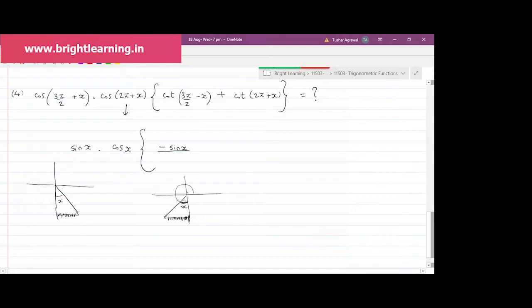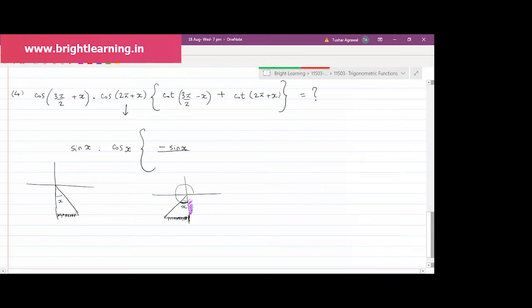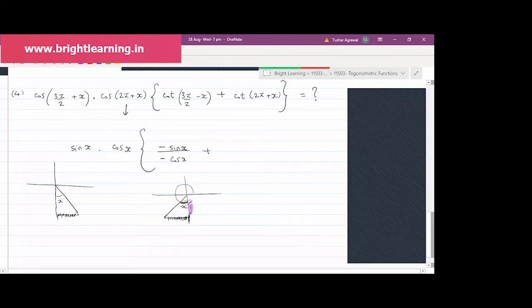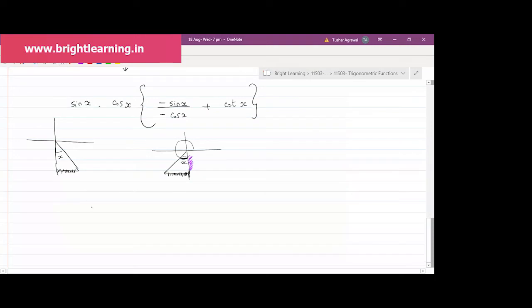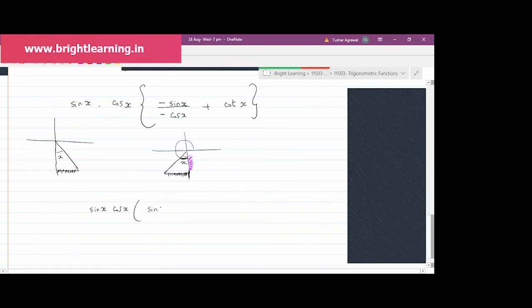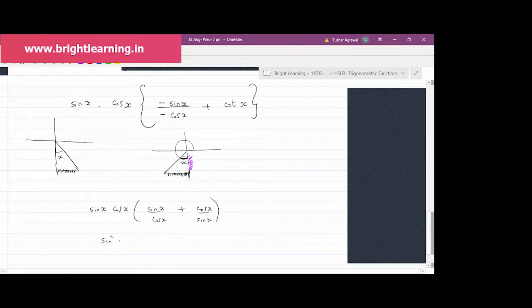Sine of 3 pi by 2 minus x is this value: the adjacent side of x along with a negative sign, so negative cos x. Addition, cot of 2 pi plus x is the same as cot x. 2 pi plus anything gives the same ratio. So we get sine x upon cos x plus cot x, which is cos x upon sin x. Do the simplification. It turns out to be sine square x plus cos square x, which is 1.